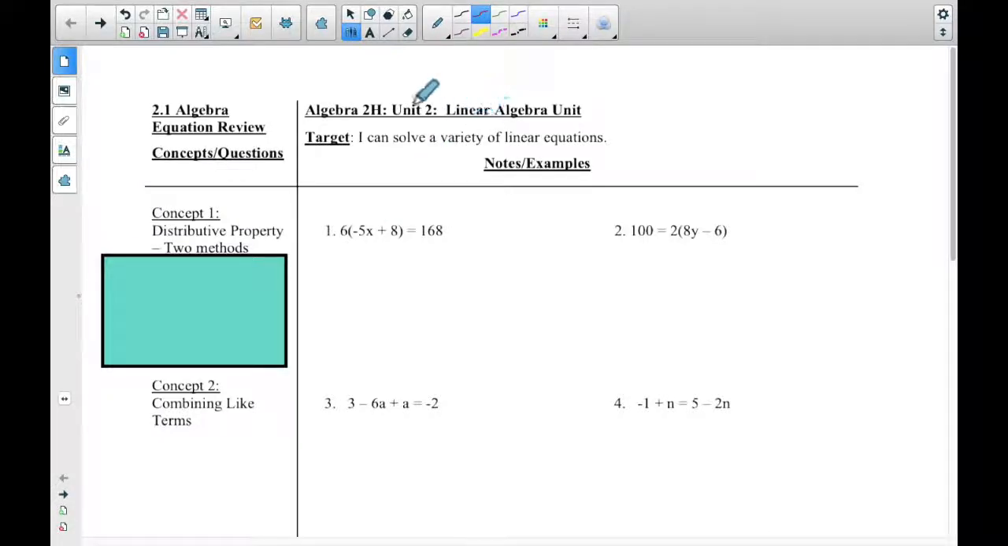Hi guys, this video is going to be our first video in the second unit. This unit is on linear algebra. It's going to be a lot of review. So the title of today's lesson is basically solving equations.